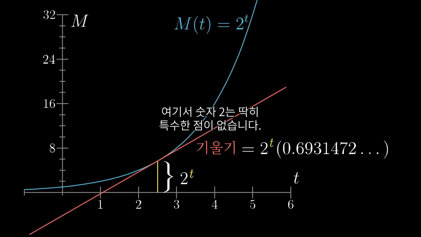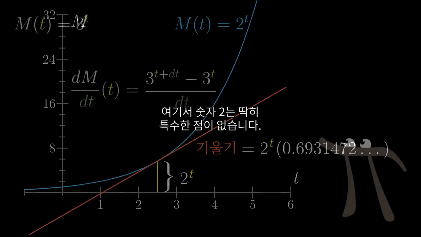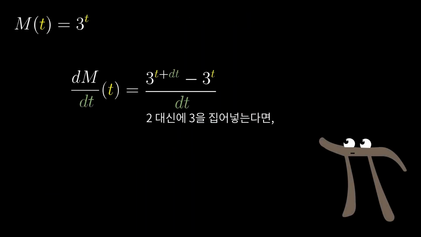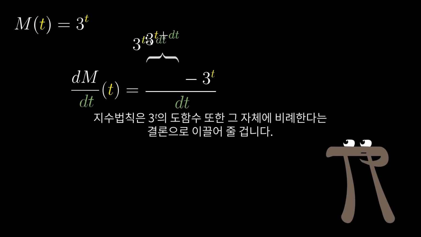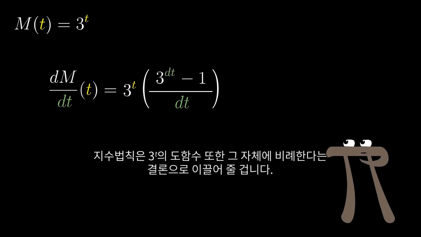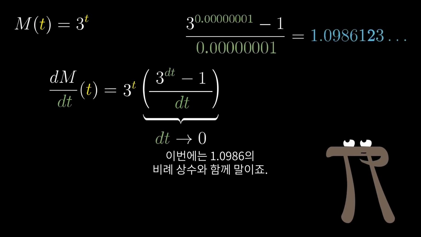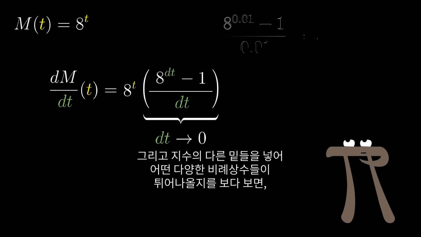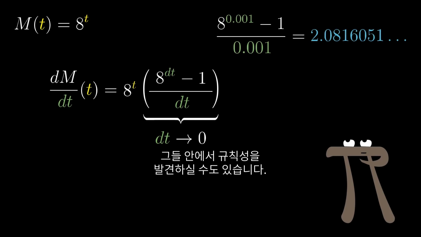And there's not too much special about the number 2 here. If instead we had dealt with the function 3 to the t, the exponential property would also have led us to the conclusion that the derivative of 3 to the t is proportional to itself. But this time it would have had a proportionality constant of 1.0986. And for other bases to your exponent, you can have fun trying to see what the various proportionality constants are, maybe seeing if you can find a pattern in them.